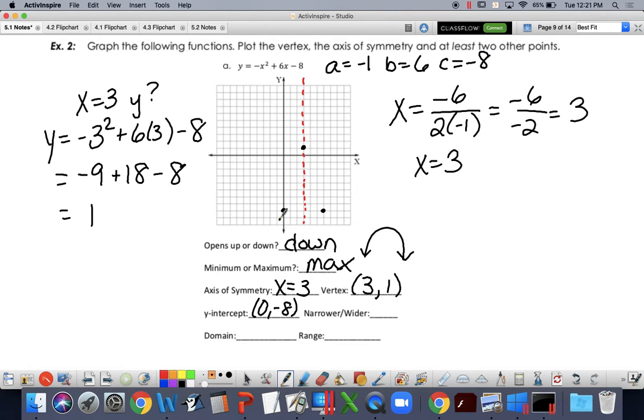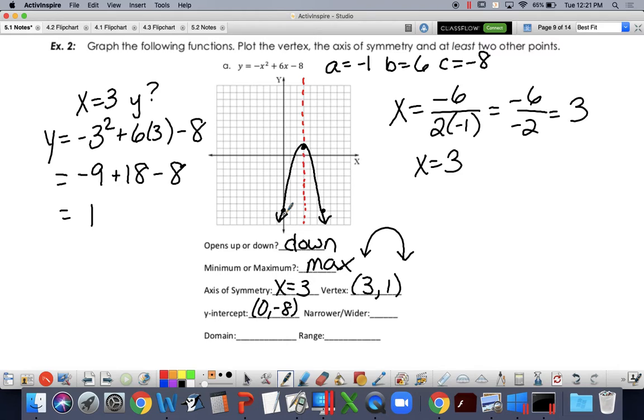And then I connect the dots, draw my parabola to the best of my abilities. Doesn't have to be perfect. At least once it's graphed, it's going to be easier to figure out domain and range.